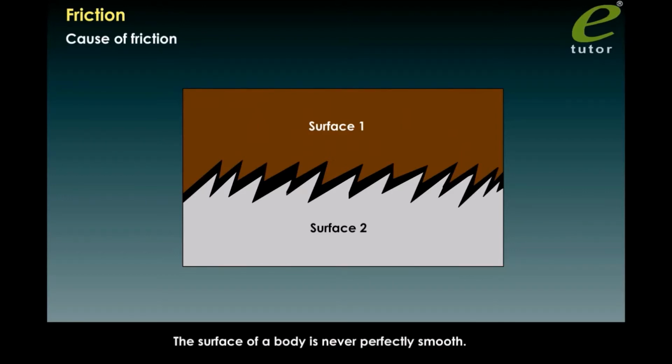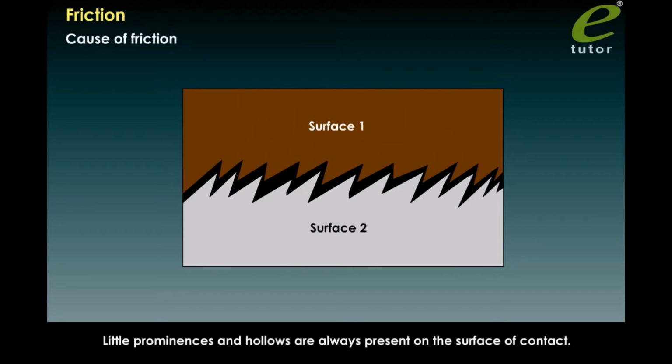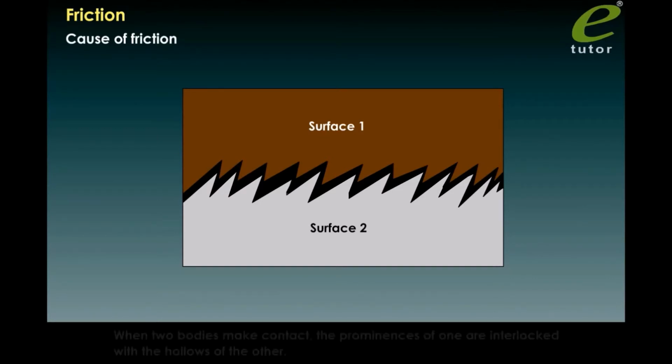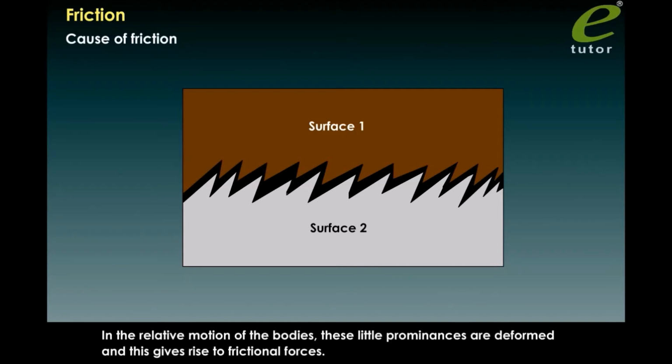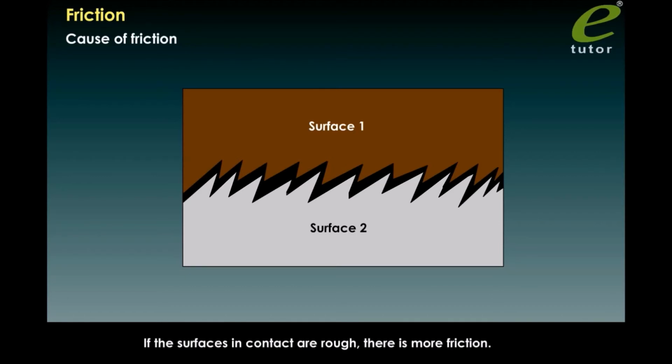The surface of a body is never perfectly smooth. Little prominences and hollows are always present on the surface of contact. When two bodies make contact, the prominences of one are interlocked with the hollows of the other. In the relative motion of the bodies, these little prominences are deformed and this gives rise to frictional forces. If the surfaces in contact are rough, there is more friction.